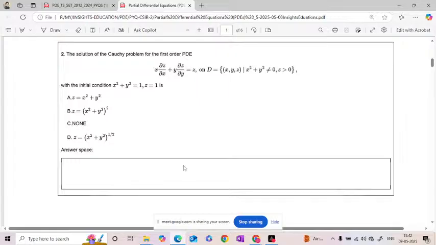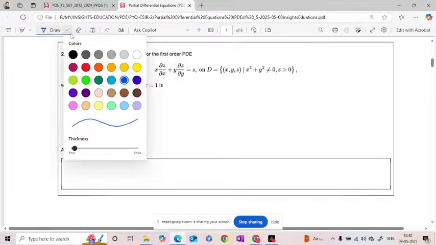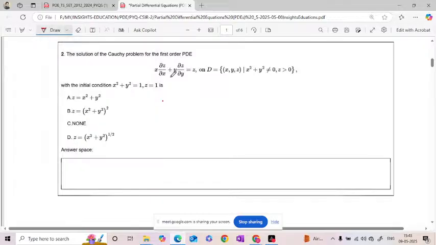Now come to the first problem. So the solution of the CSIR problem for the first order partial differential equation x zx plus y zy is equal to z, and the domain x square plus y square is not equal to 0 and x square plus y square is equal to 1 and z is equal to 1 is, which one is the correct? Option D, none of the above.